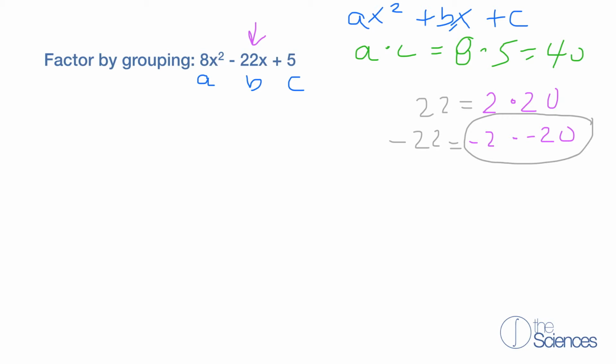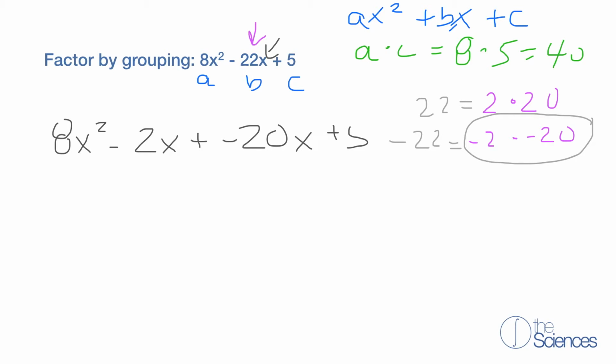Now we want to express that as a multiple of our middle term. So here we have 8x squared minus 2x, since we have an x here, plus negative 20x plus 5. So we can check that because negative 2x plus negative 20x equals negative 22x. So now we want to factor this.